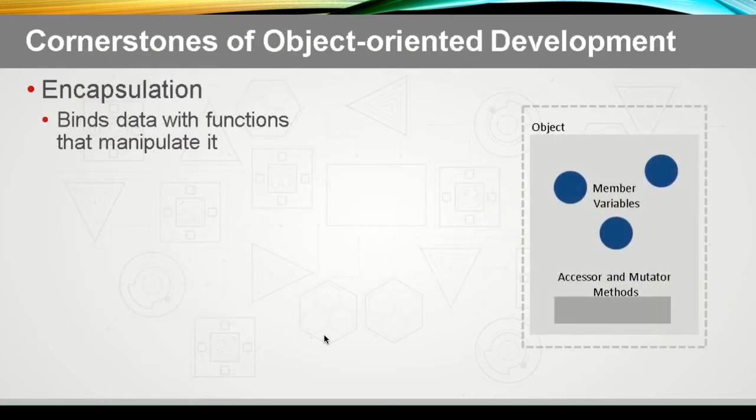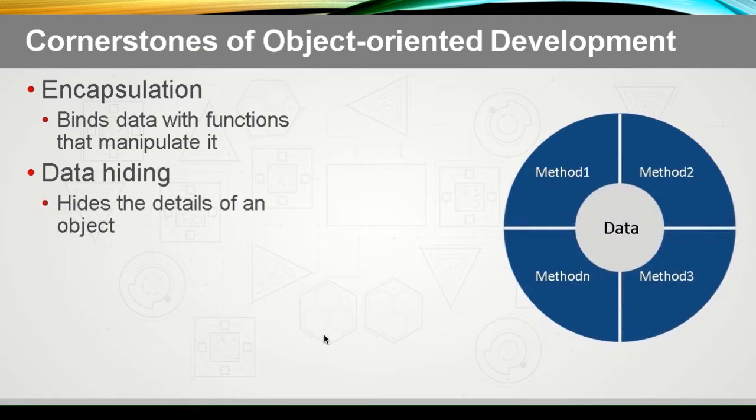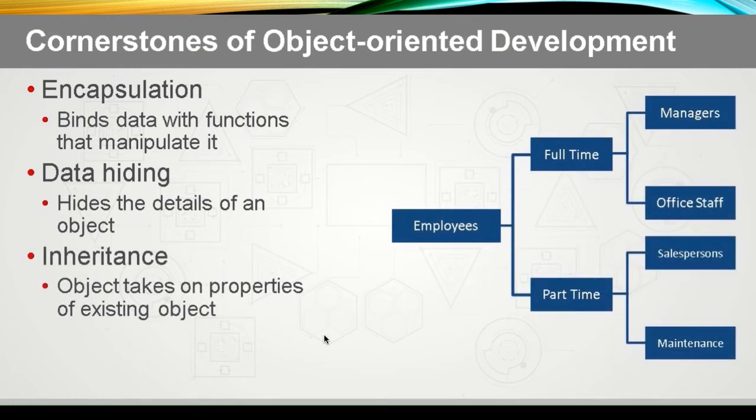So what are some of the cornerstones of object-oriented development in C++? Well, we have encapsulation, so we bind data with functions that manipulate it. We have objects with constructors and destructors and operator overloading and basic member variables and functions. We have data hiding, so it hides the details of an object from other objects that derive from it. We have things like public and private methods and protected access control. We have inheritance, so objects take on the properties of existing objects, and we extend the concept of a particular object into more specific refinements.